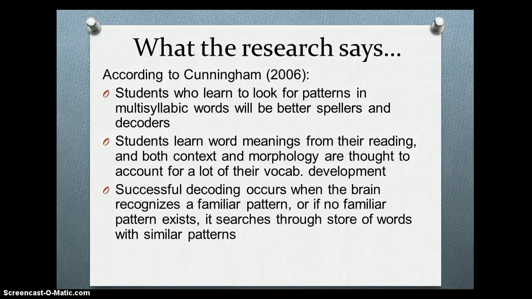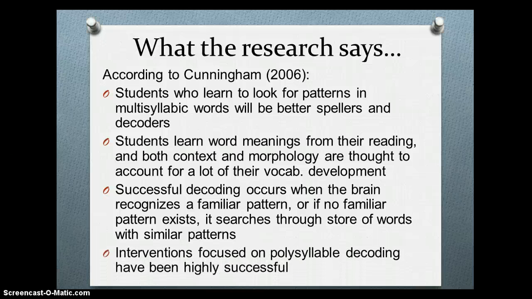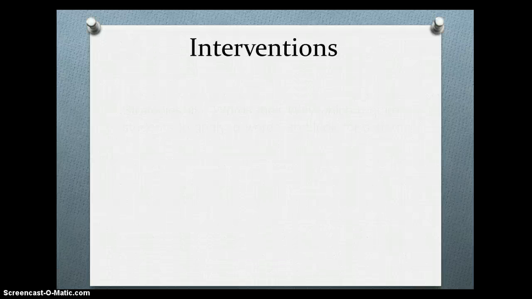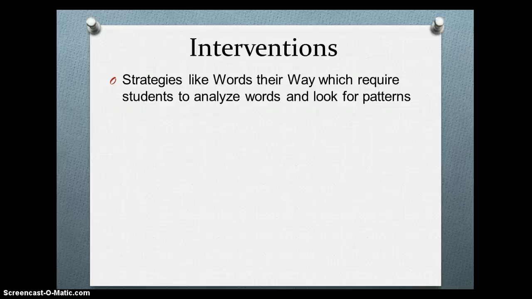So successful decoding occurs when the brain recognizes a familiar pattern, or if no familiar pattern exists, it searches through a store of words with similar patterns. And they also found that interventions focused on polysyllable decoding have been highly successful. So what does that mean for interventions? We need to be using strategies like Words Their Way that target specific spelling patterns and teach students how to analyze words and pay attention to those patterns.